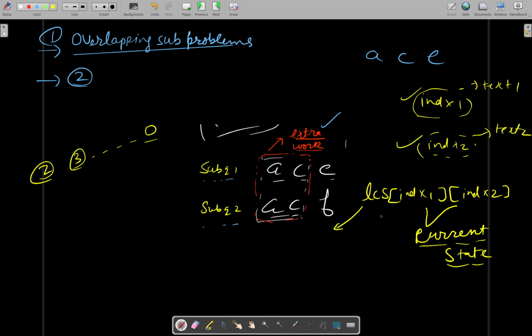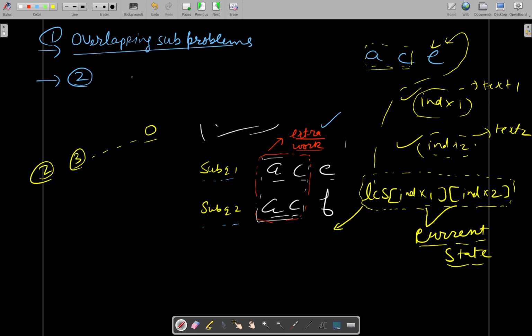So in order to calculate this part, you have to know what the previous states were giving us. So what was the length of the longest common subsequence formed till now? It was indeed 2. Before this particular point, let's say this particular point was denoted by LCS of index 1 and index 2, then you have to know this.